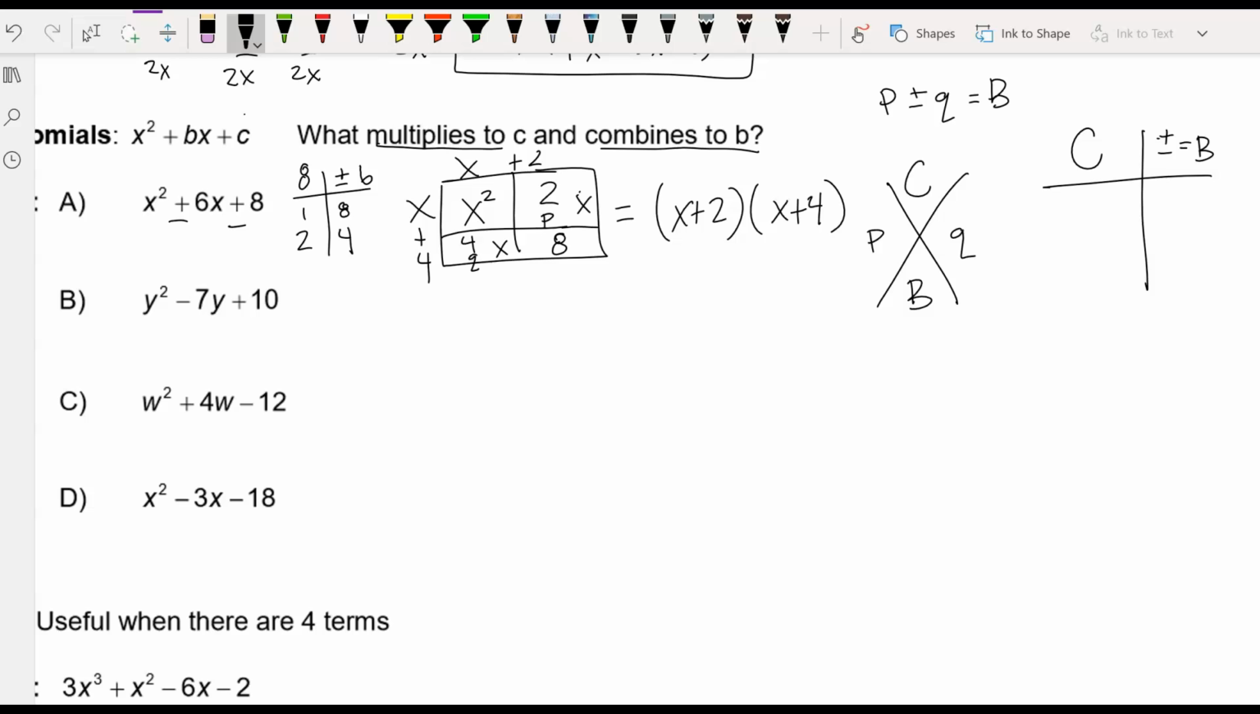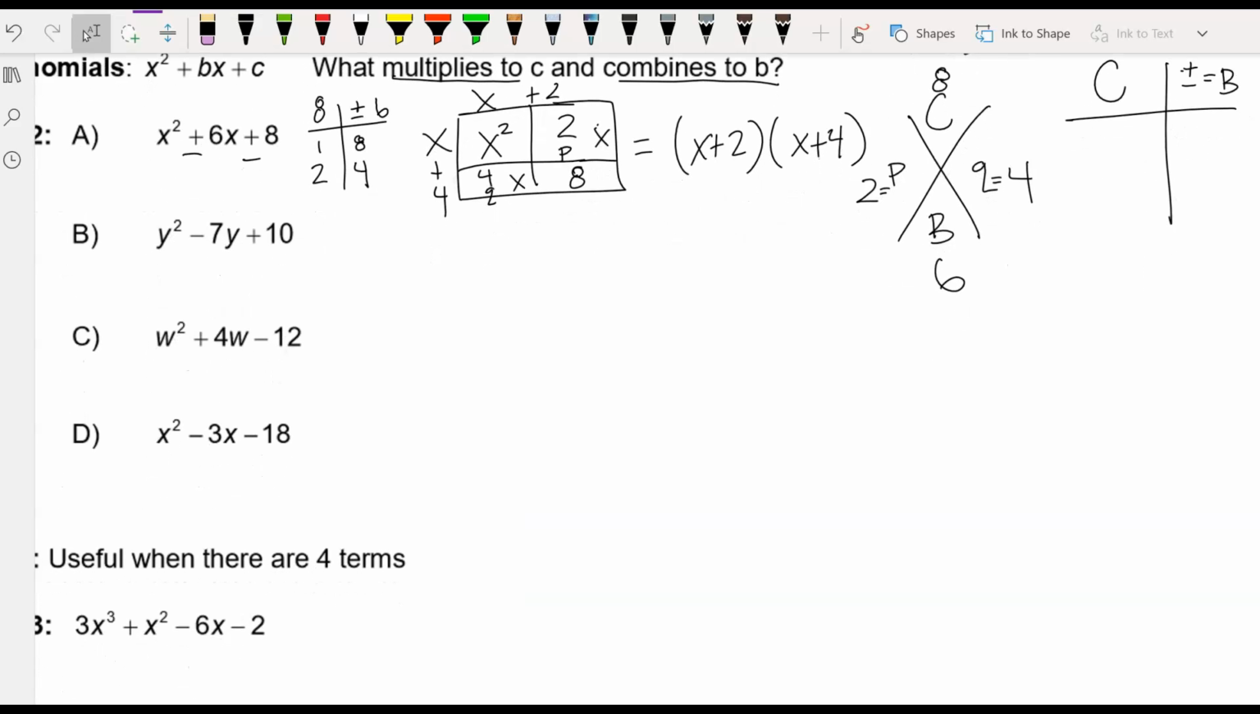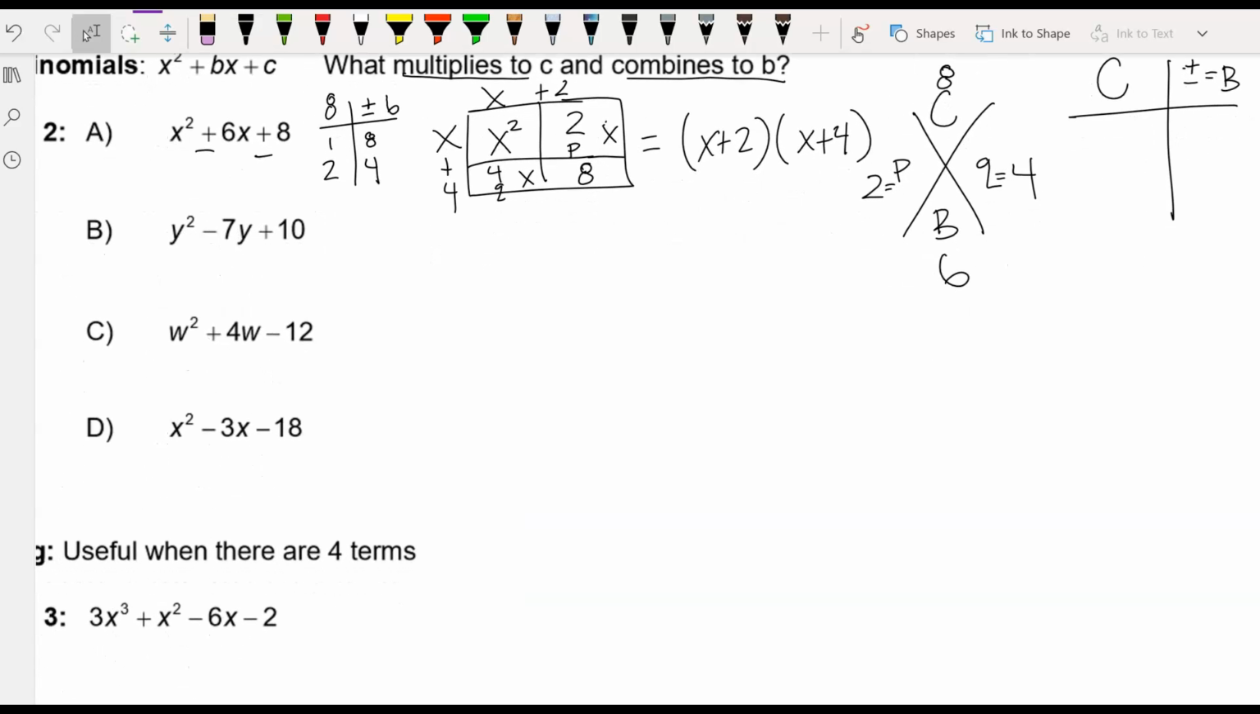So if you're doing the diamond, that was 8 and 6, and then 2 and 4. So it's just up to you, whichever way is best for you for factoring, then you can choose that method. All right, go ahead and try the next one and then unpause when you're ready to check your answer.